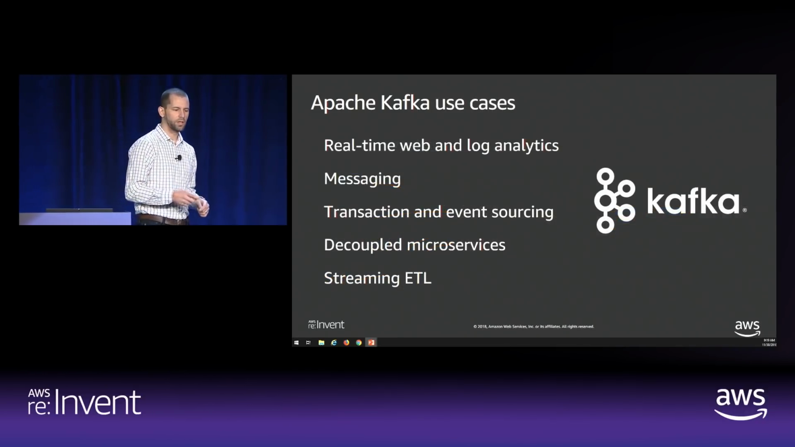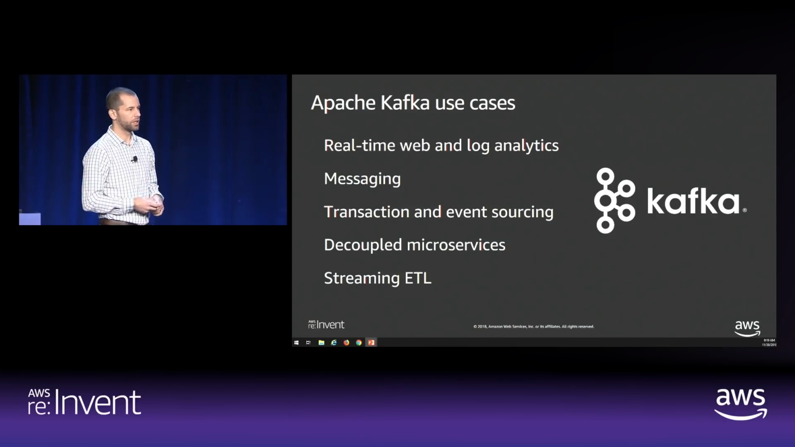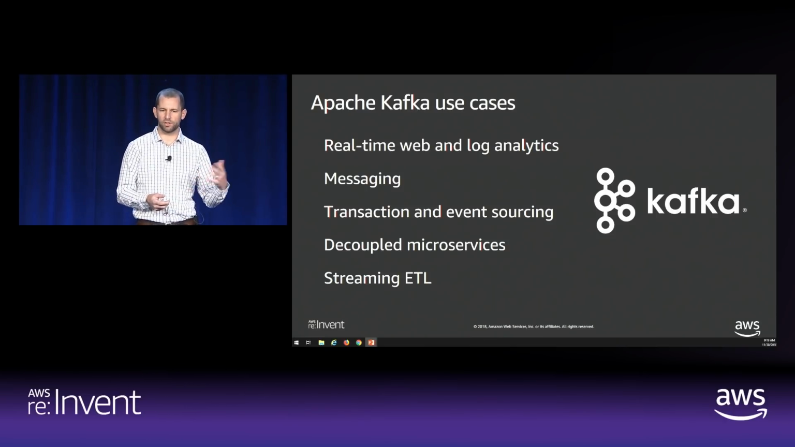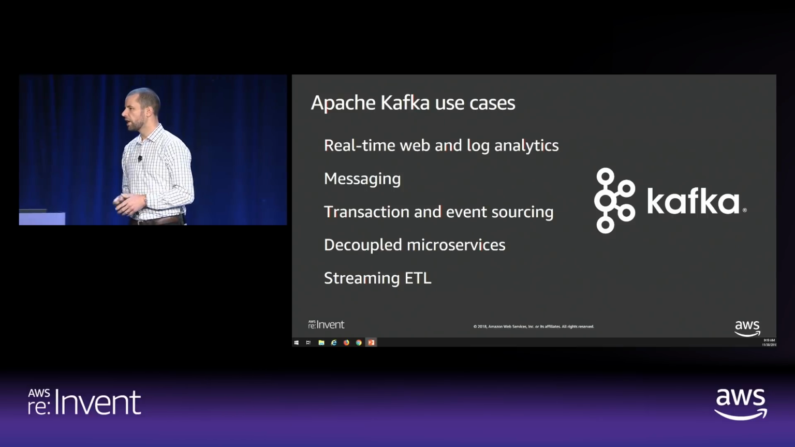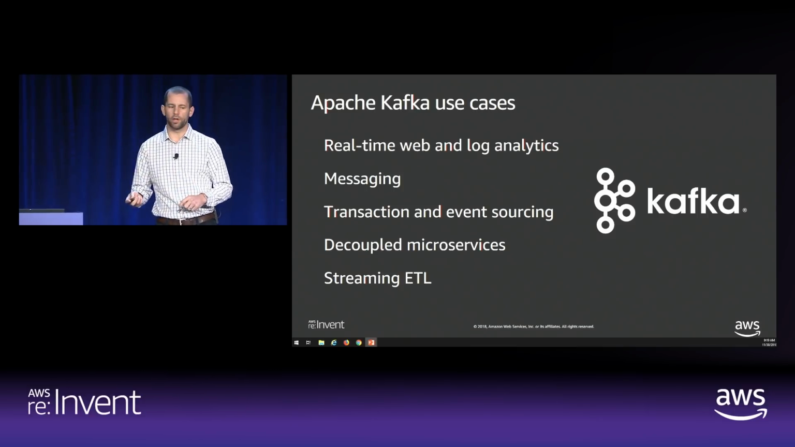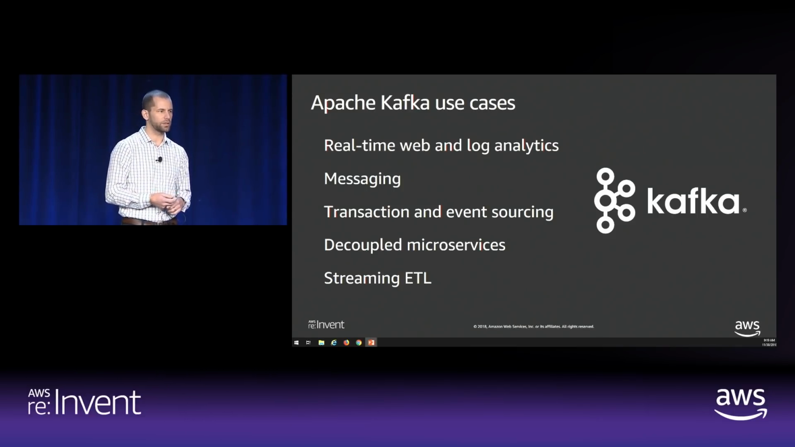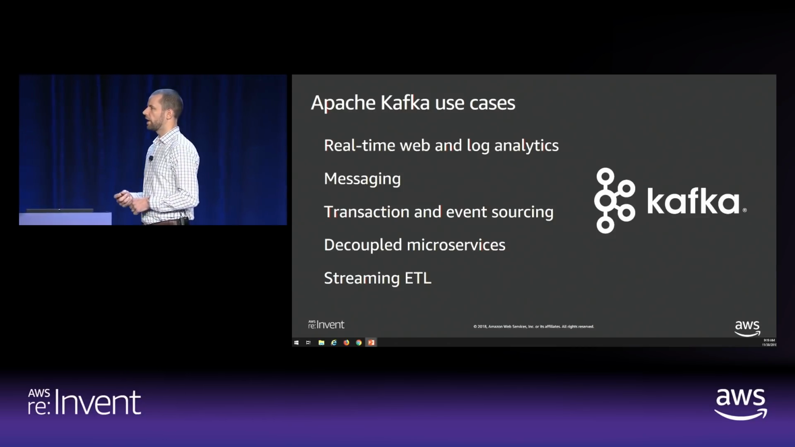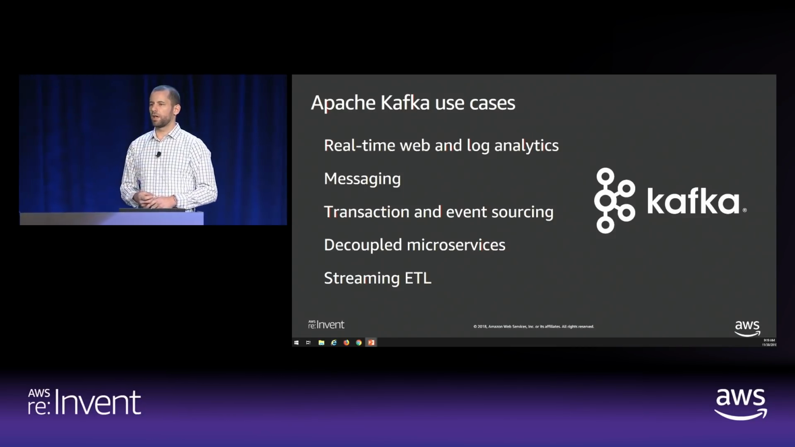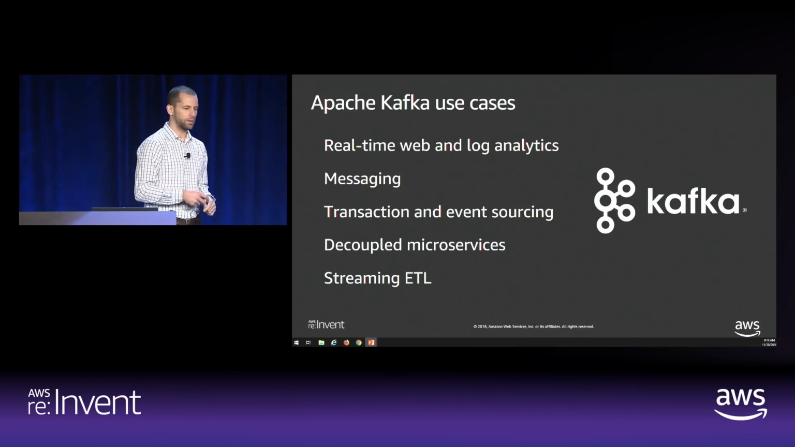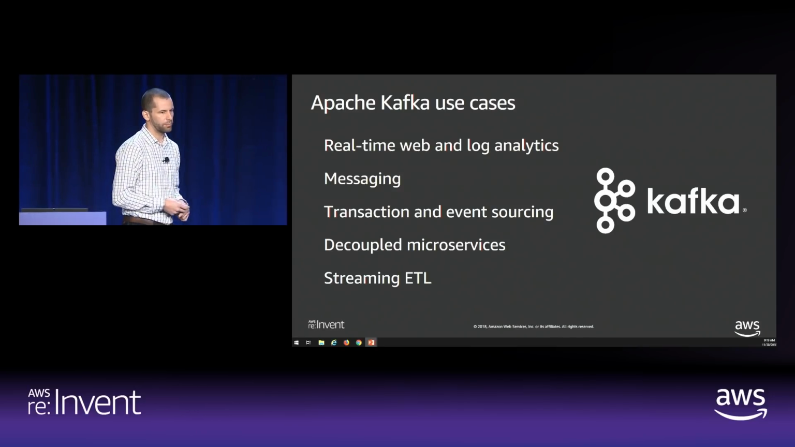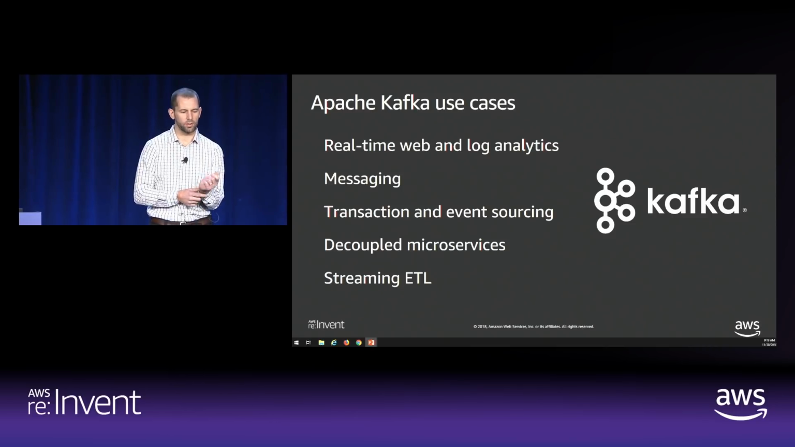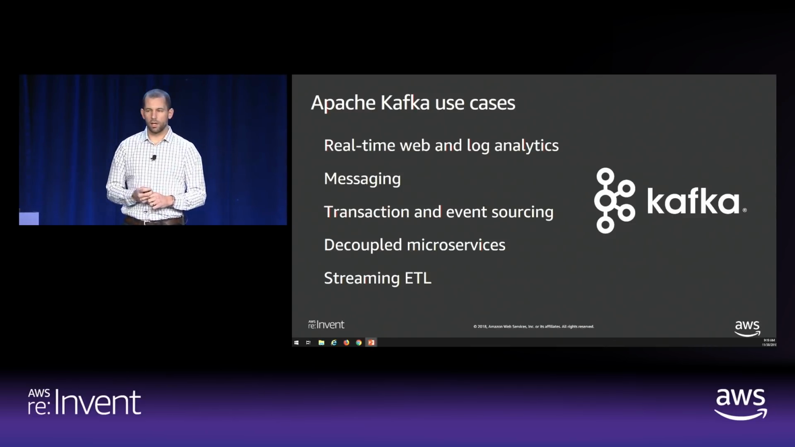Going to use cases here. Kafka is oftentimes used as a message bus between one application or set of applications and other applications. It's now being more used for real-time analytics of clickstream data, of logs, of IoT events, of you name it. If you want to analyze data in real time, typically customers are looking at Kafka or Kinesis for that.